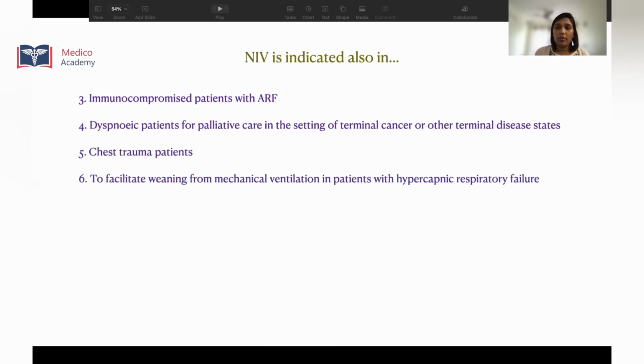NIV. In chest trauma patients such as flail chest or hemopneumothorax, you should treat the cause as well with intercostal drainage, but then they will require support with NIV. Also, you can use it to facilitate weaning from mechanical ventilation in patients with hypercapnic respiratory failure. Once you've intubated a patient and you want to extubate the patient, instead of directly putting them on a conventional oxygen therapy device such as a face mask, you can put the patient on NIV, extubate the patient, and immediately start non-invasive ventilation. Keep for around 24 hours and then wean the patient from NIV. That is found to be more successful and prevents reintubations and extubation failure.